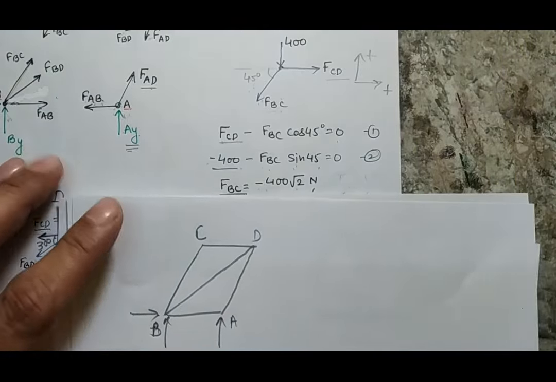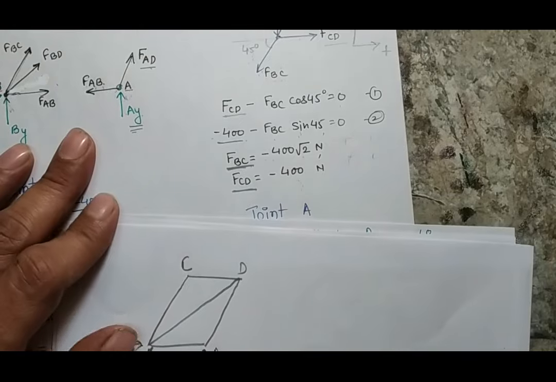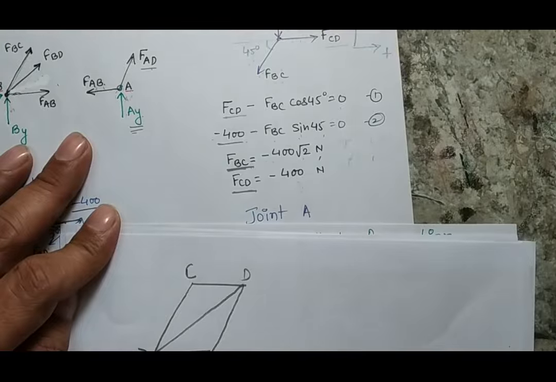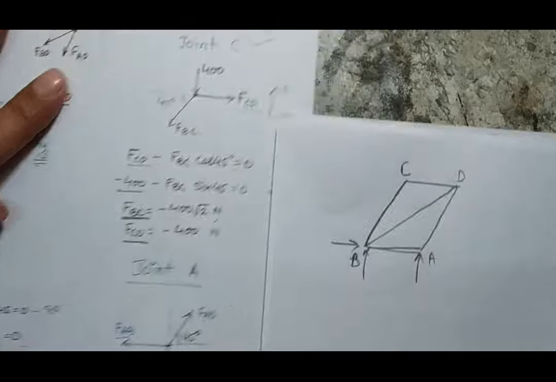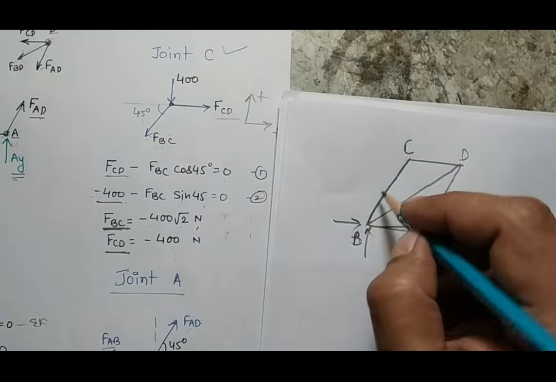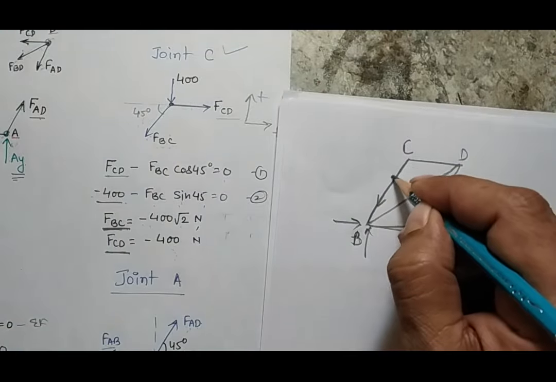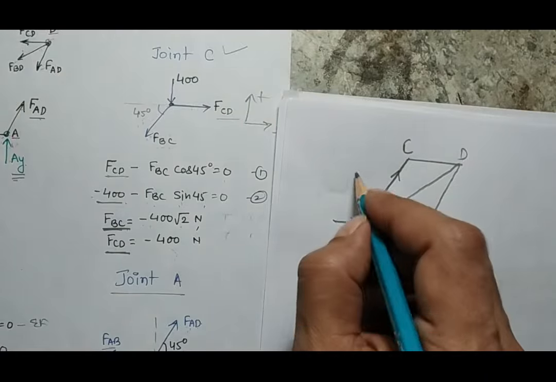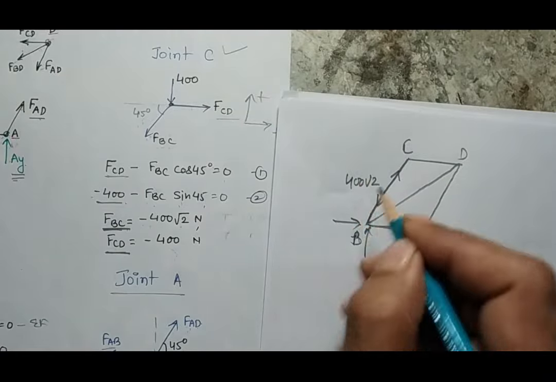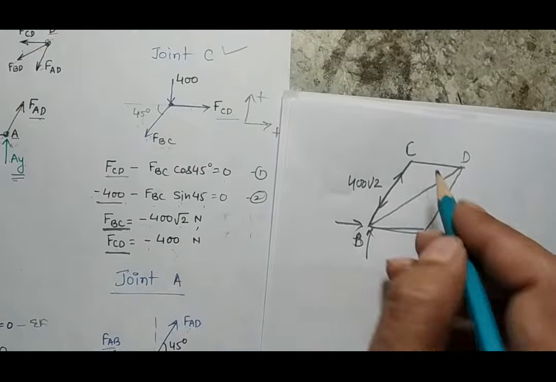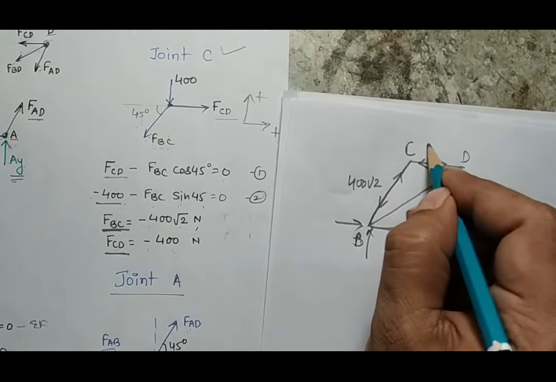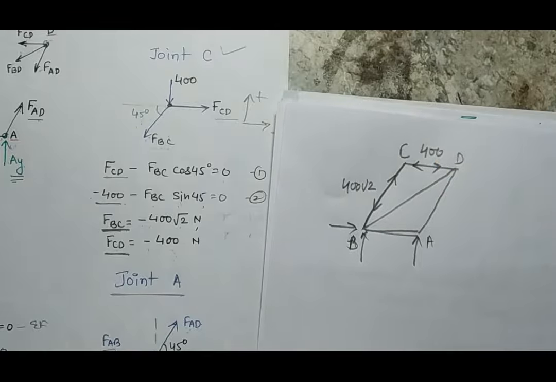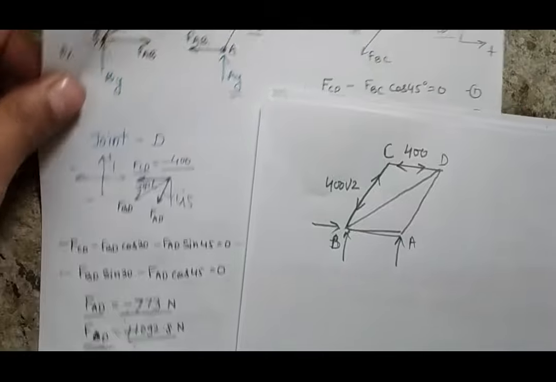And I know that my forces are: my first force I calculated, CD force. CD as BC is minus 400. So this is my BC force. So actually the force BC will be of compressive nature. Compressive nature means this will be shown this way, and the magnitude of FBC will be 400 root 2. Similarly, CD is also of compressive nature, so this will be my compressive force, and the force magnitude is 400. The third force which I have calculated is the AD force.